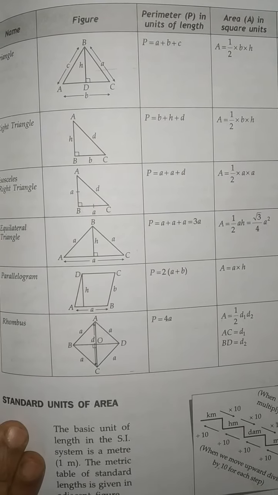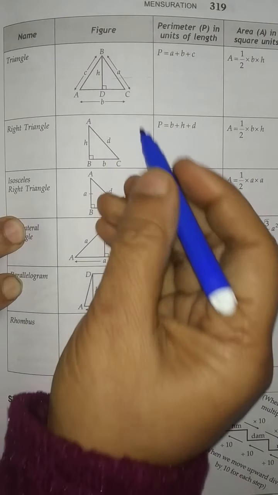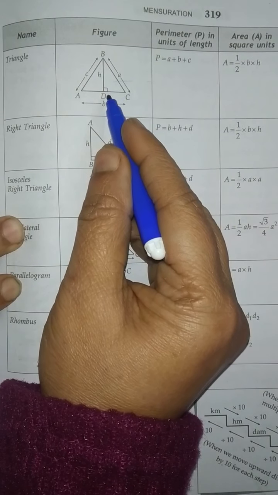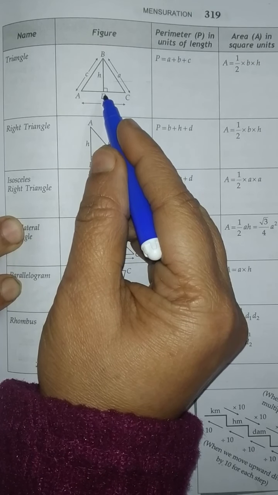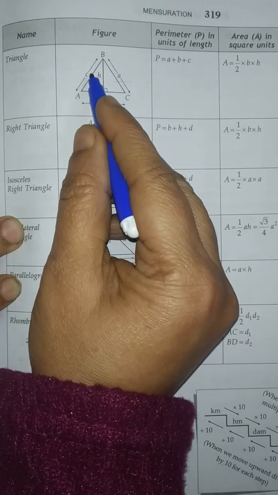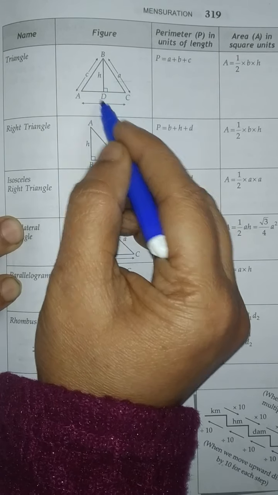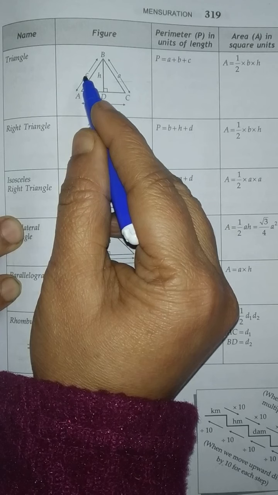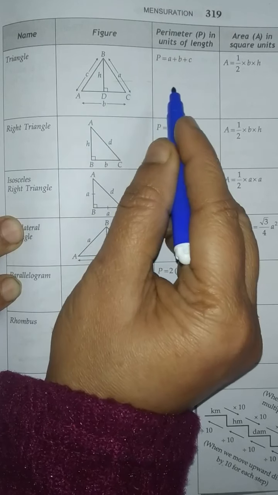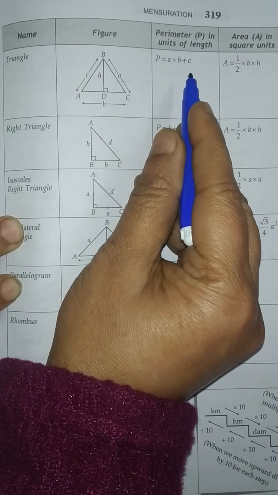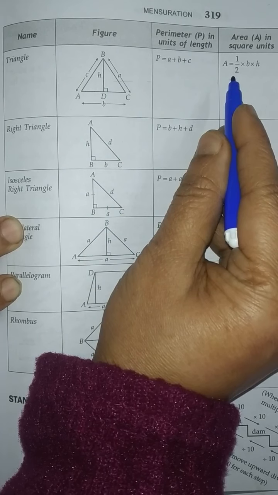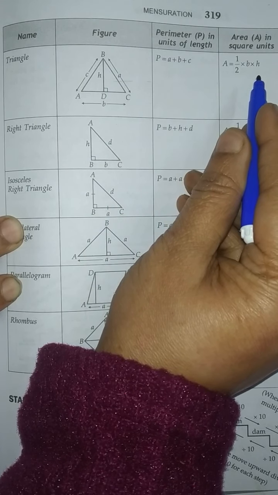Here are some examples of closed figures. First one is a triangle. Perimeter means the sum of all sides. So if a, b and c are the lengths of its sides, then perimeter is equal to a plus b plus c, and area is equal to half into base into height.